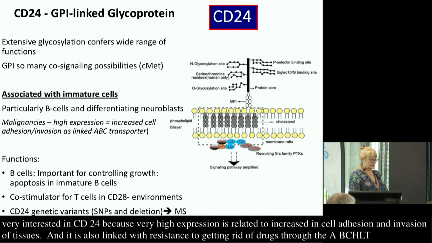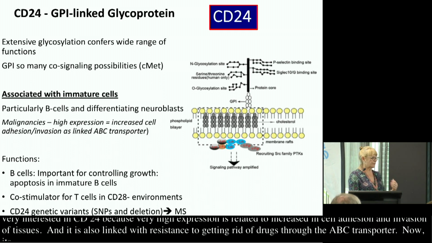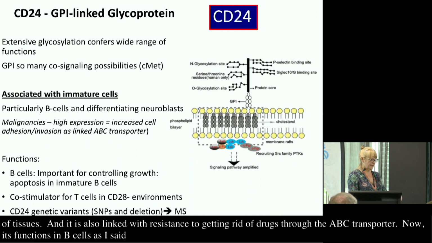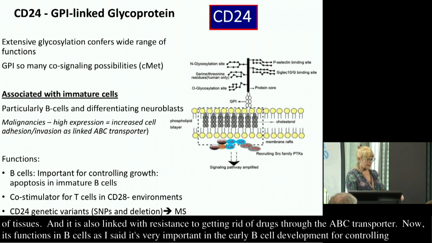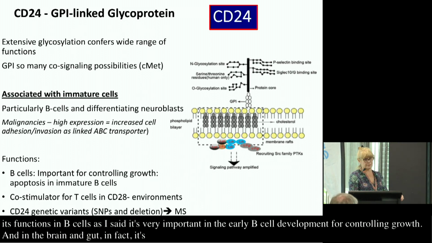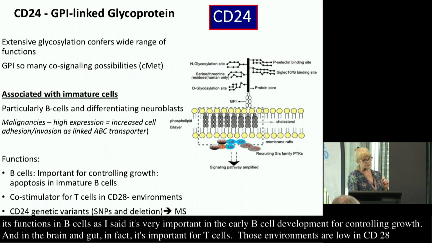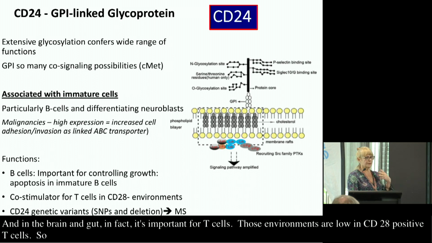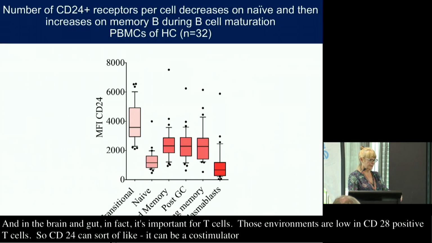Now, its function in B cells, as I said, is very important in early B cell development for controlling growth. And in the brain and gut, in fact, it's an important co-stimulator for T cells. Those environments are low in CD28 positive T cells, and so CD24 can be a co-stimulator in those particular situations.